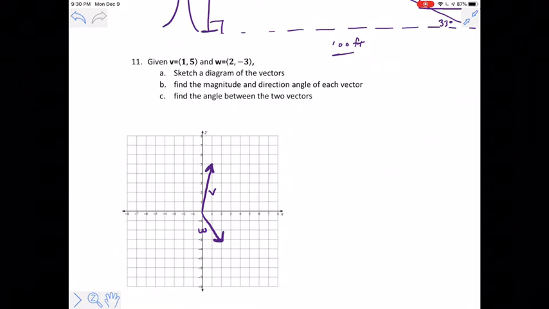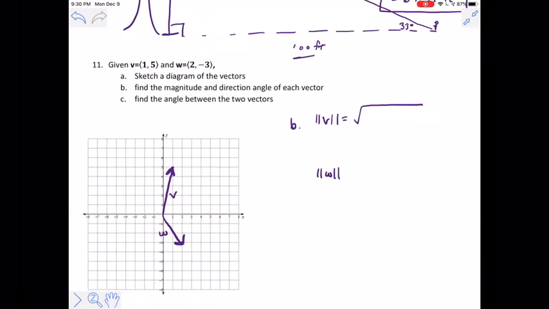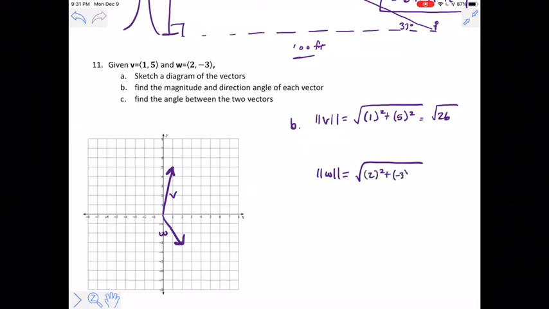Now we need the magnitude and direction angle of each vector. So for part B, I need the magnitude of vector v and eventually the magnitude of vector w. So magnitude, it's the length of the vector. It's really just Pythagorean theorem. And then for vector w, so let's see, we got 4 plus 9, so that's square root of 13.